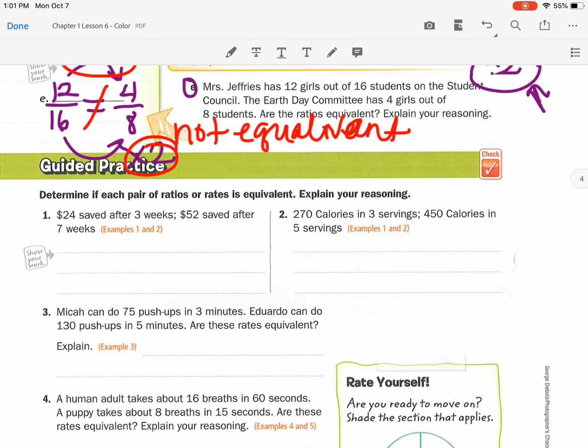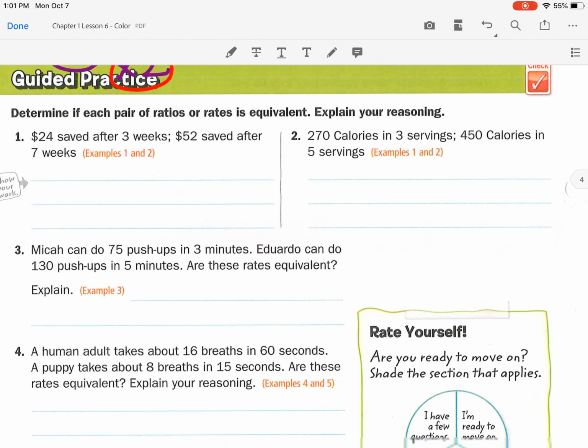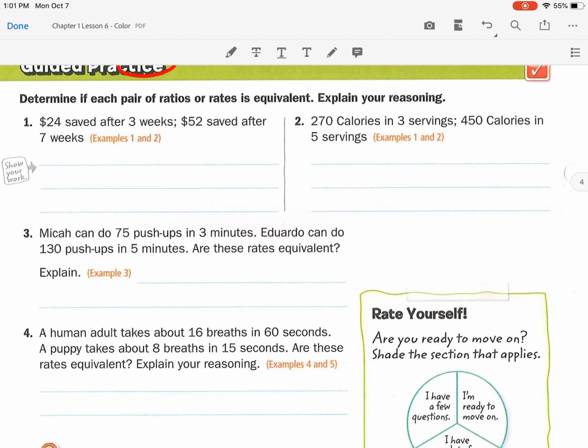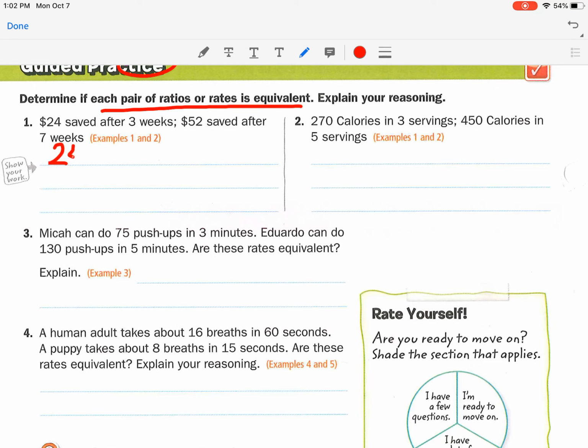All right, let's take a look at these problems right here. We're going to do these together. So you should be doing all of this with me on your paper. It says, determine if the pair of ratios or rates is equivalent and explain your thinking. So taking a look at this first one, it says $24 saved after 3 weeks and $52 saved after 7 weeks.